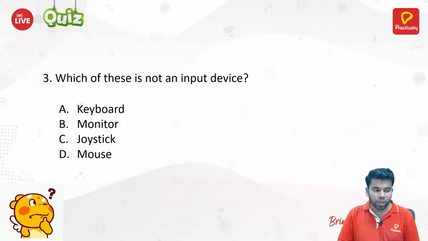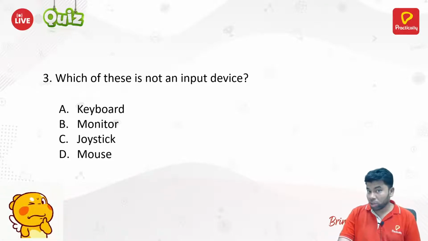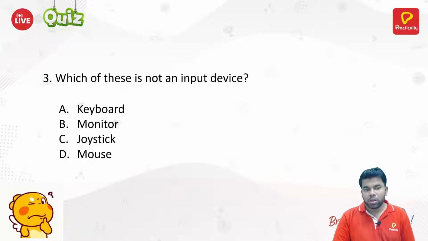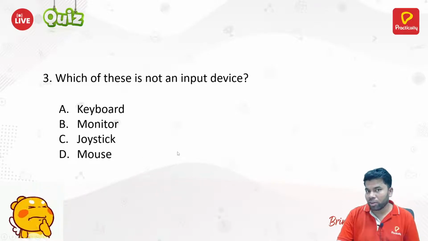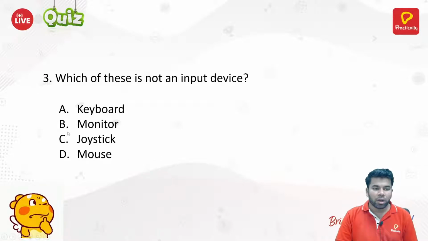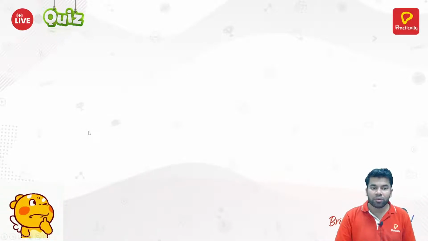So the correct answer is this. The work of the keyboard is to accept the data from the user. Accepting means input. The work of the joystick is to accept the data while playing a game, and the work of the mouse is to accept the data through a pointing, selection device. Remaining is the monitor. The work of the monitor is to display the output, display the result. So the monitor is not the input device here.